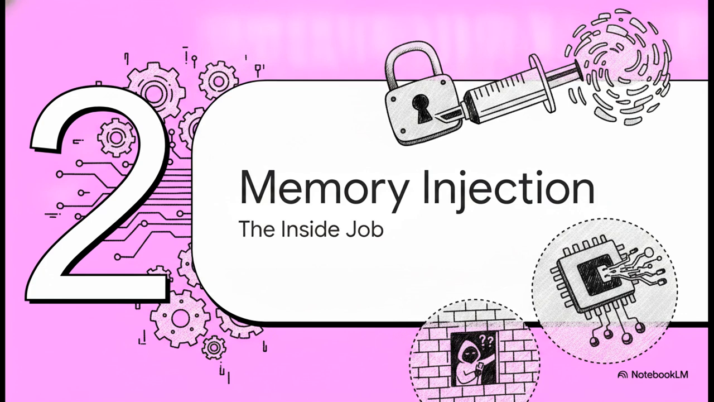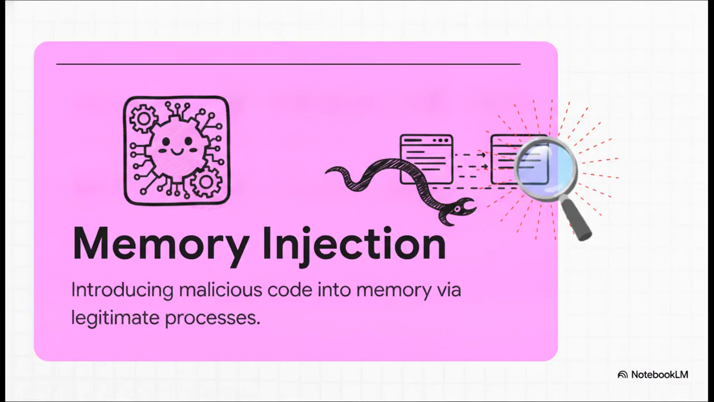Moving right along, let's look at our first specific threat in Section 2, memory injection, or, as I like to call it, the inside job. Now, this attack is incredibly insidious. Memory injection is defined as a technique where an attacker introduces malicious code into a system's memory by exploiting a legitimate running process. Think about that.